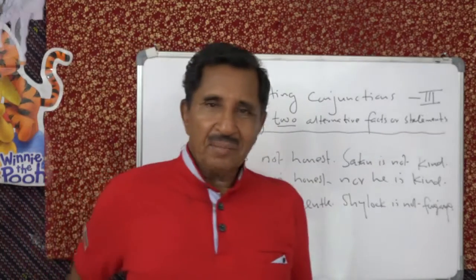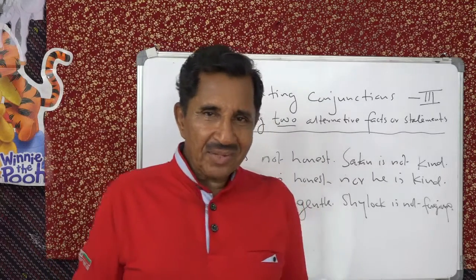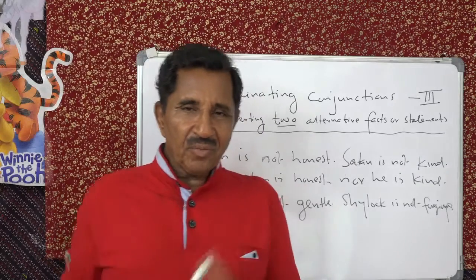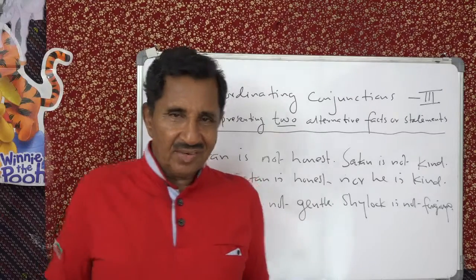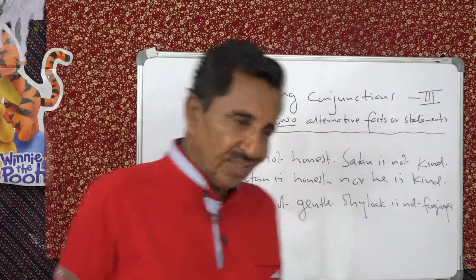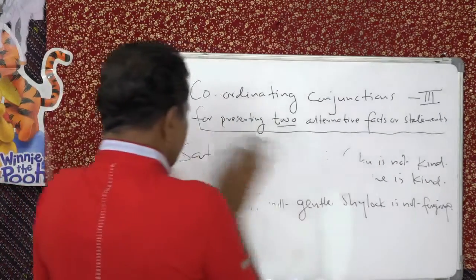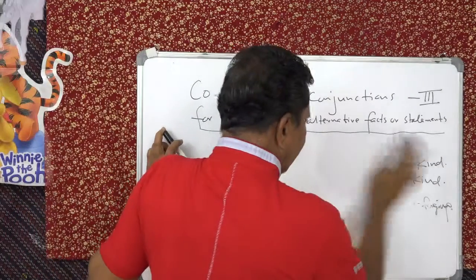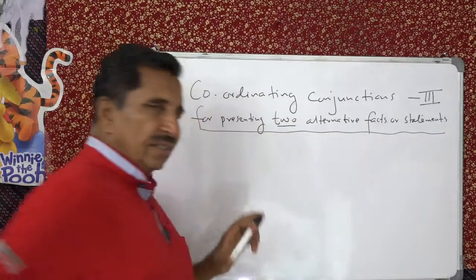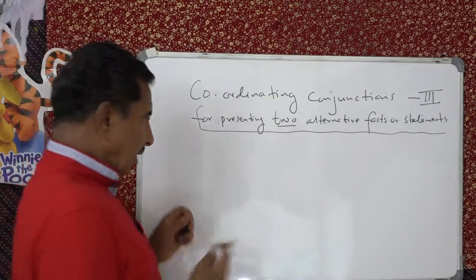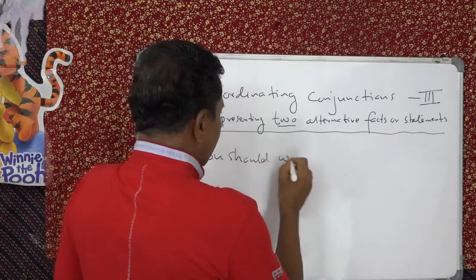Or let's say Macbeth. Macbeth was neither fair nor foul. None of this. In between he was goaded to action, I told you yesterday. So two negative facts you can combine like this. Alright. Then another situation that we face in our life is you have to do certain things, otherwise you will be punished. Understand? You should work hard. Very often it comes now. You should work hard.